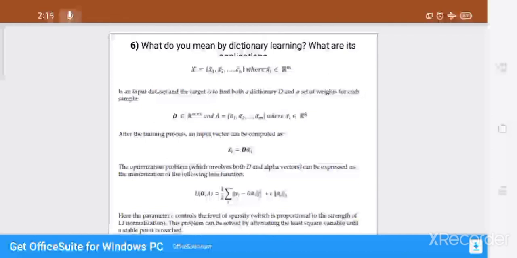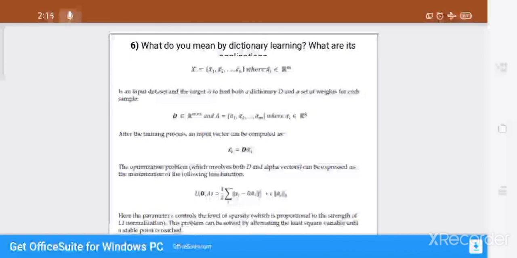After the training process, an input vector can be computed like this. The optimization problem, which involves both D and the alpha vector, can be expressed as the minimization of the following loss function. If there is some data loss, it can be computed using the loss function like this.